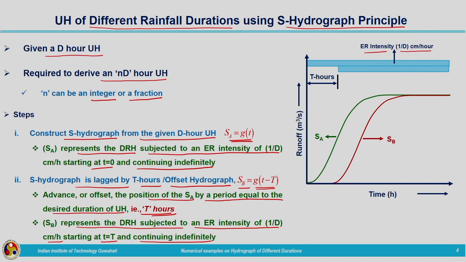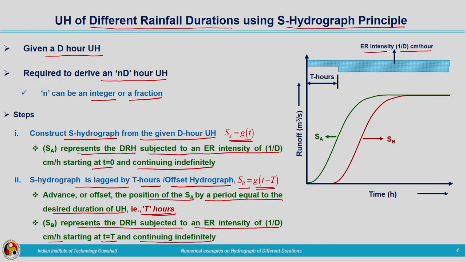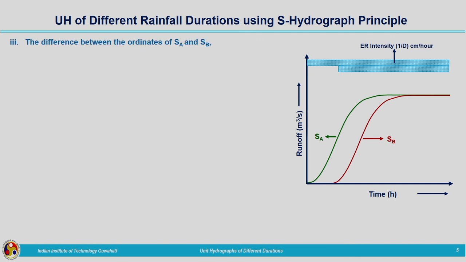It's very simple. What we are doing? From the given unit hydrograph, we are producing an S-Hydrograph, that is S_A, and S_A is lagged by a time period of T hours, which is the required time period, and we are plotting the same S-Hydrograph again, that is S_B. So, we have plotted two S-Hydrographs, one with a delay or lag of capital T hours. Now, we are going to take the difference between the ordinates of S_A and S_B. S_A minus S_B will be represented by this.